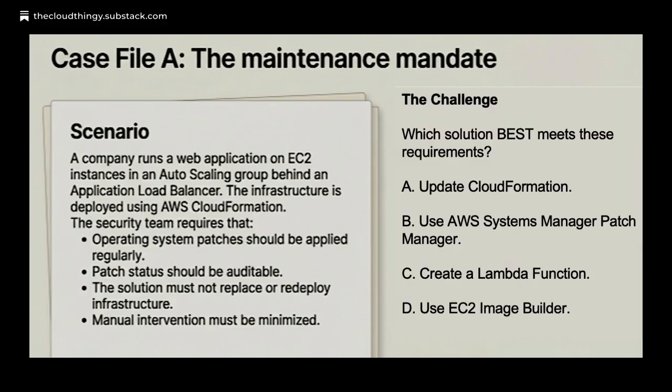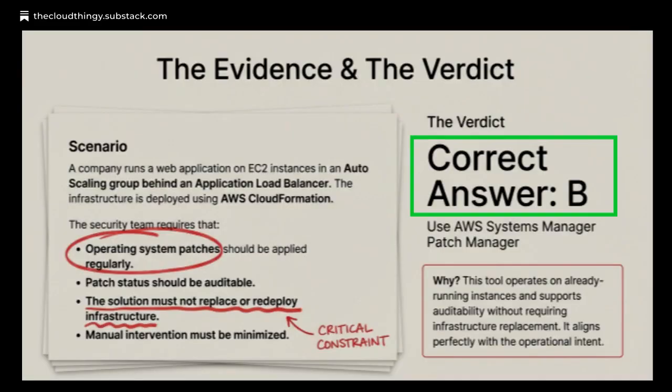And here are our options. Now, notice how A and D, they sound pretty advanced, right? They're talking about templates and rolling updates. B seems a little more straightforward, and C is kind of the do-it-yourself approach. So take a moment. Which one is about maintaining what's already there? And the answer is B.